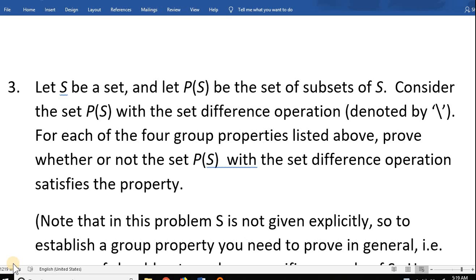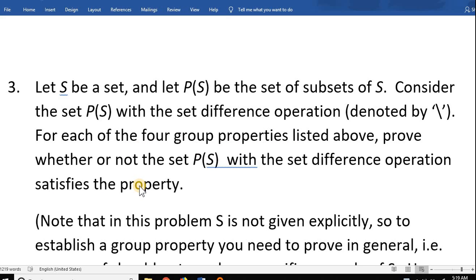Okay, let's look at question 3 carefully. Let S be a set and let P of S be the set of subsets of S. Consider the set P of S with the set difference operation denoted by backslash. For each of the 4 group properties listed above, prove whether or not the set P of S with the set difference operation satisfies the property.